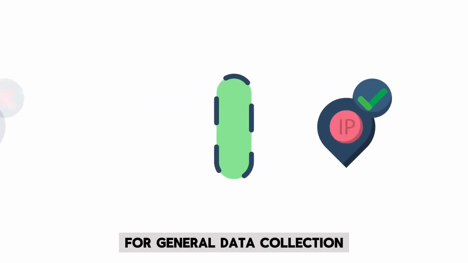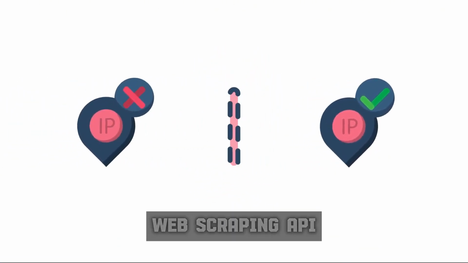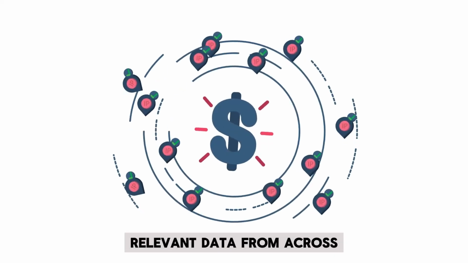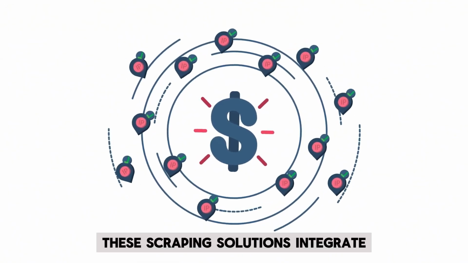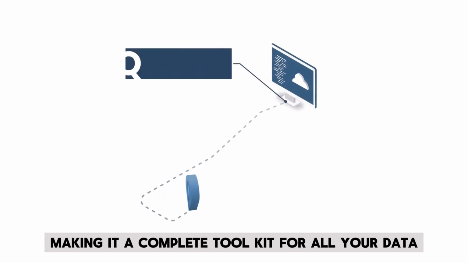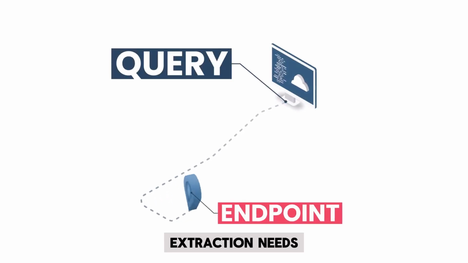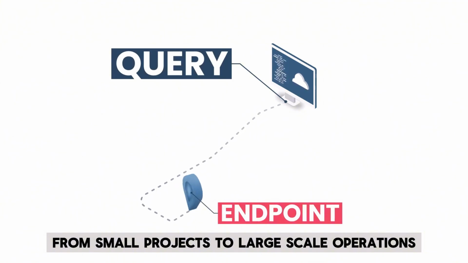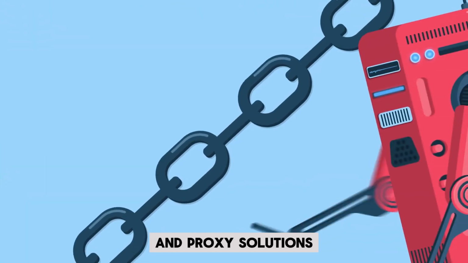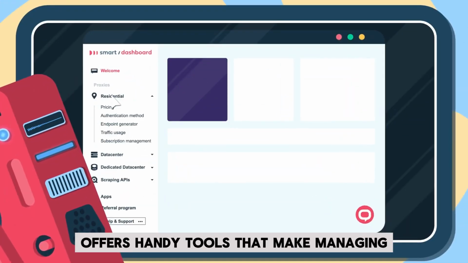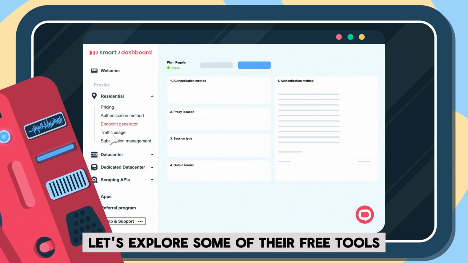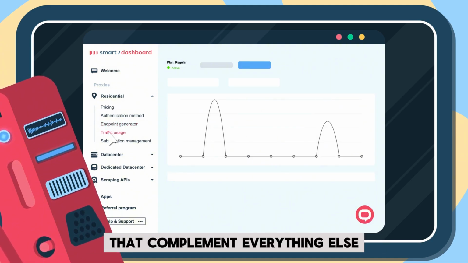And for general data collection, the web scraping API ensures 100% success, allowing you to gather relevant data from across the web. These scraping solutions integrate seamlessly with Smartproxy's proxies, making it a complete toolkit for all your data extraction needs, from small projects to large-scale operations. On top of these powerful scraping and proxy solutions, Smartproxy also offers handy tools that make managing your online operations even easier. Let's explore some of their free tools that complement everything else.